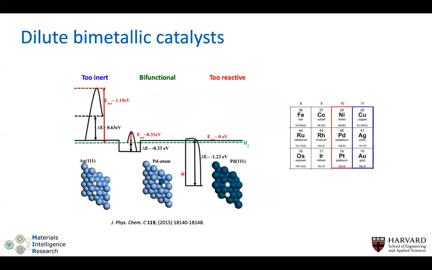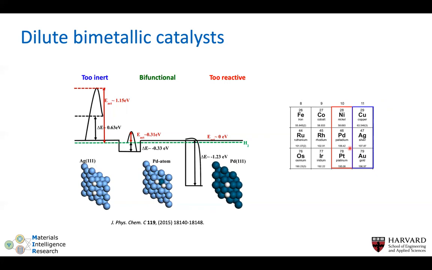We are interested in dilute bimetallic catalysts. To give you an example, we look at group 11 metals, such as silver. These are at the end of the d block, and they have a full d shell, therefore they're not reactive. To the left of them are group 10 metals, like palladium, which are well-known catalysts, very reactive because their d shell is not full.